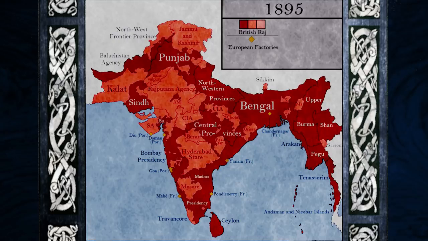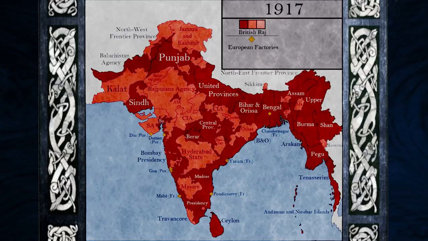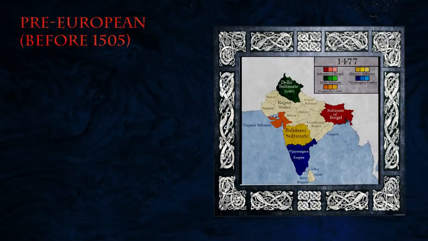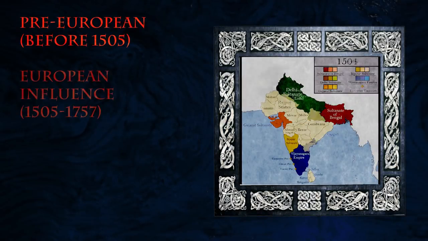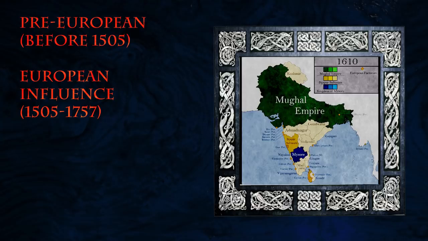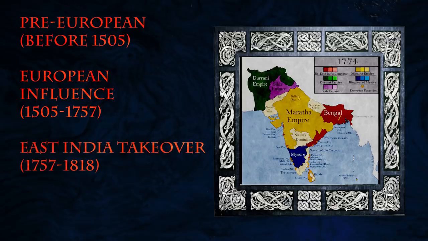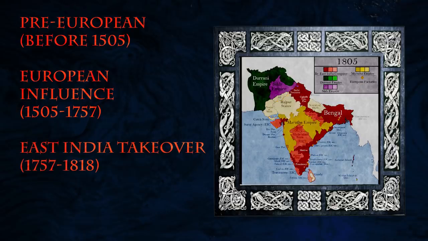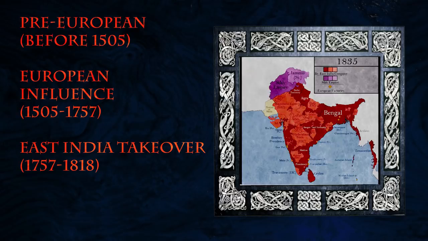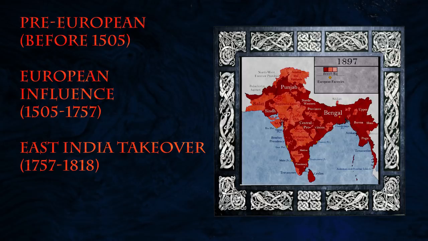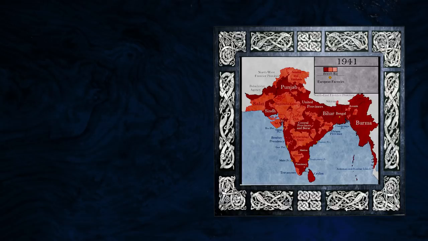And in terms of who was in charge, we can basically divide Indian history, as far as we're concerned, into 4 periods. The pre-European period, which is before 1505, the European contact and coastal outposts starting with Portuguese India, going from 1505 to 1757, then the period of East India takeover, or the transition period to English rule, 1757 to 1818, and the period of English rule, or at least English domination, 1818 to 1948. And this is the period we're most concerned with.